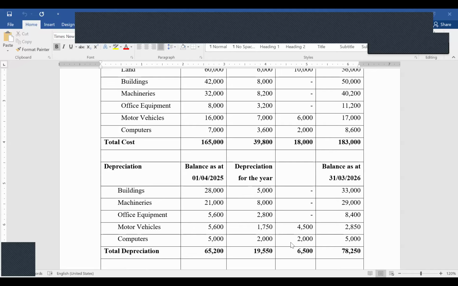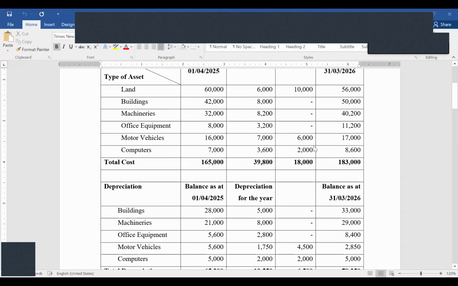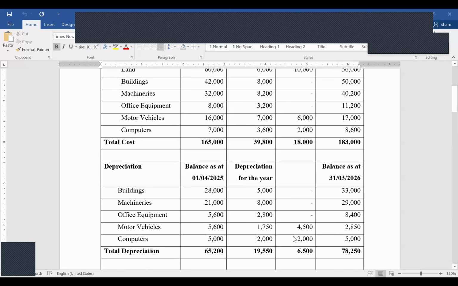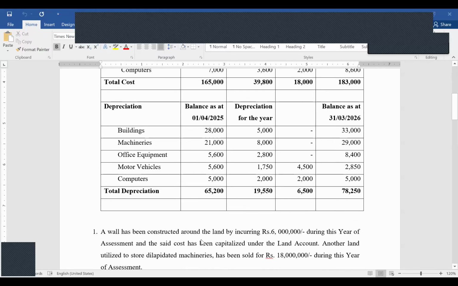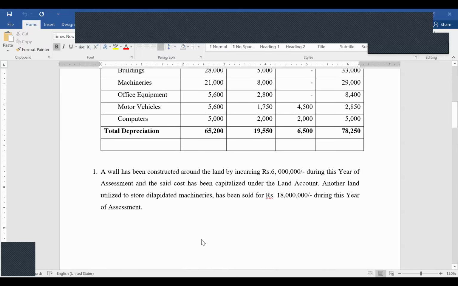Then for the sold values, this is the depreciation they have already deducted for the values sold during the year of assessment. So this 4,500 is applicable for motor vehicles sold during this year of assessment. That means for the value of 6 million. Then you have given these explanations one by one. A wall has been constructed around the land by incurring rupees 6 million.